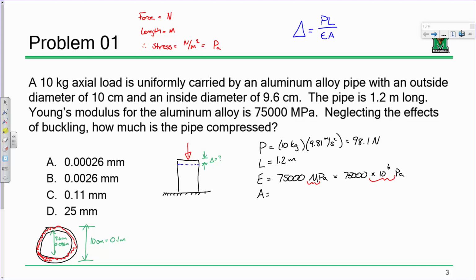Make sense? So this is going to be pi over 4 outer diameter squared minus pi over 4 times the inner diameter squared. Or I can just factor out the pi over 4. So, actually here, let me use some brackets. So, 0.1 meters squared minus 0.096 meters squared. And so this might be a small number, and that's okay, because what we're talking about is square meters, and we're talking about a pipe that's that big, so it's going to be tiny. That's fine.